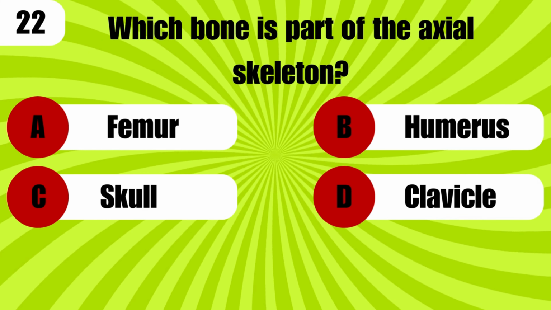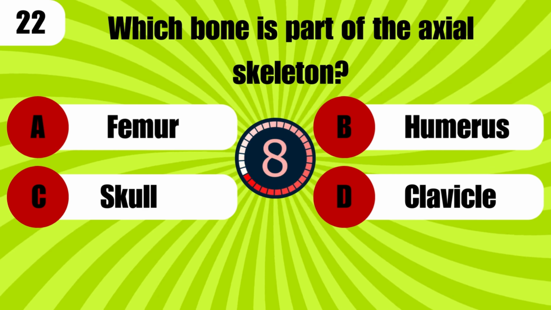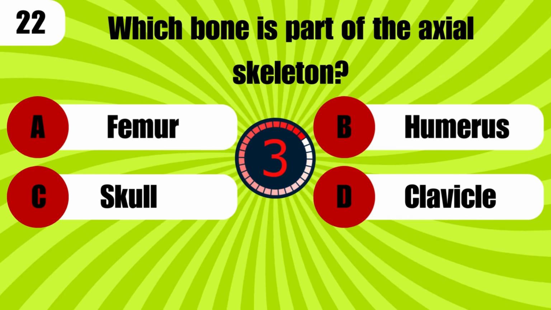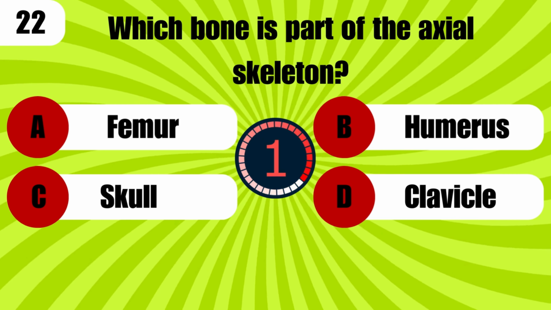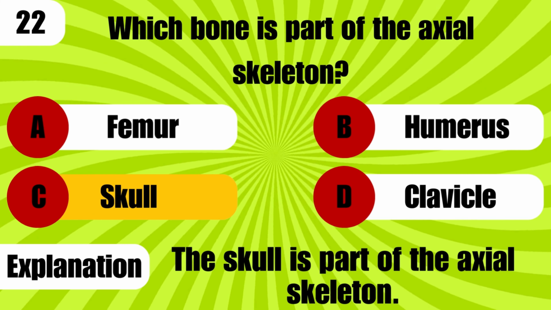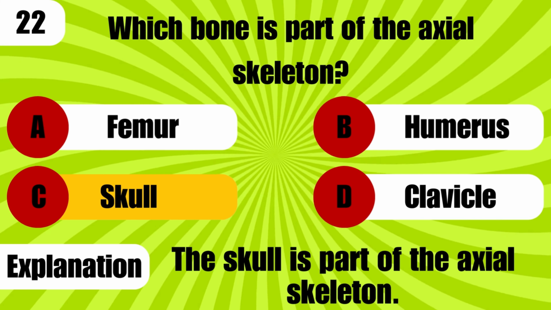Which bone is part of the axial skeleton? Femur, humerus, skull, clavicle. The right answer is skull. The skull is a part of the axial skeleton.